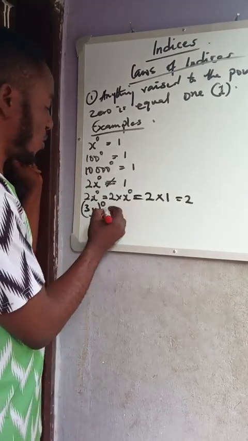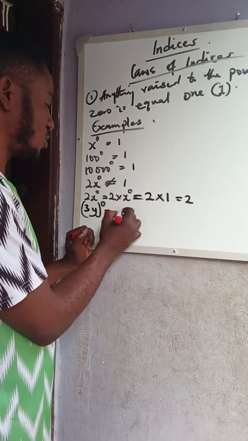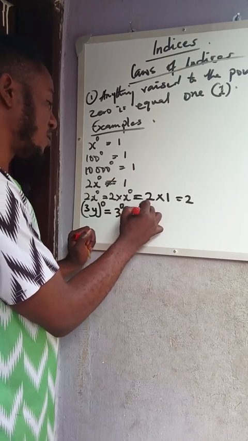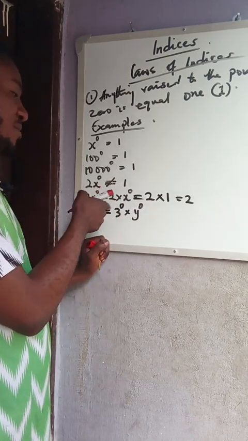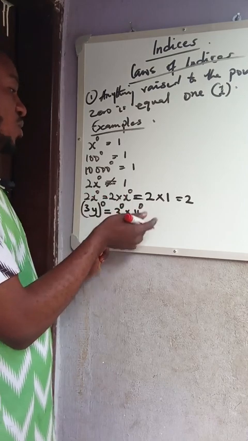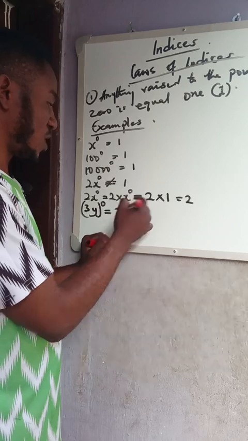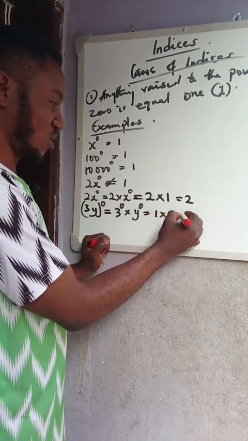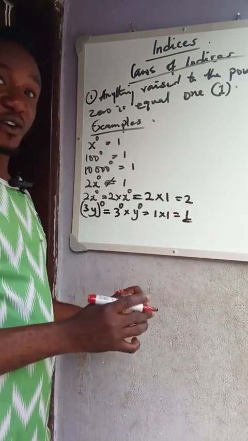So this one now means both the x, the 3 and the y are having the power of 0. But if I open the bracket or break it down, this is equal to 3 raised to the power 0 times y raised to the power 0. That's what this bracket stands for. You understand? So in other words, it is equal to 3 raised to the power 0, which is 1, times y raised to the power 0, which is also 1. That is equal to 1 times 1, which gives us 1. You see how it functions.